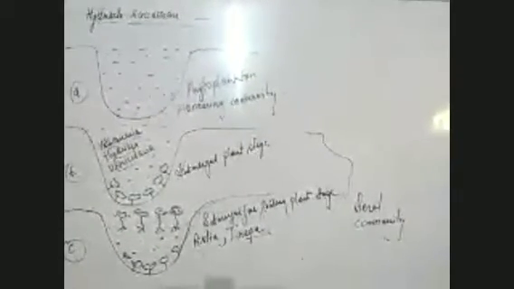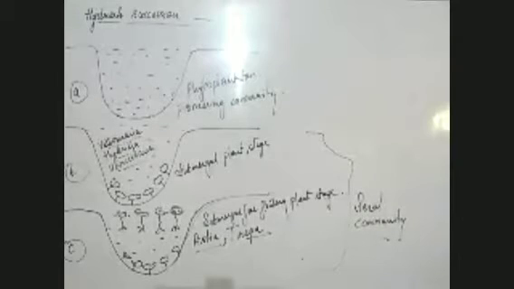Just a minute. I think the board is not clearly visible to you. So these are the three stages which I have shown, A, B, C. The first one, A, is the pioneering community, which are phytoplanktons. B has the submerged plant stage, and the submerged plants are Vallisneria, Hydrilla, Utricularia. The third stage is the submerged free floating plant stage, and the plants which start growing are Pistia and Trapa.